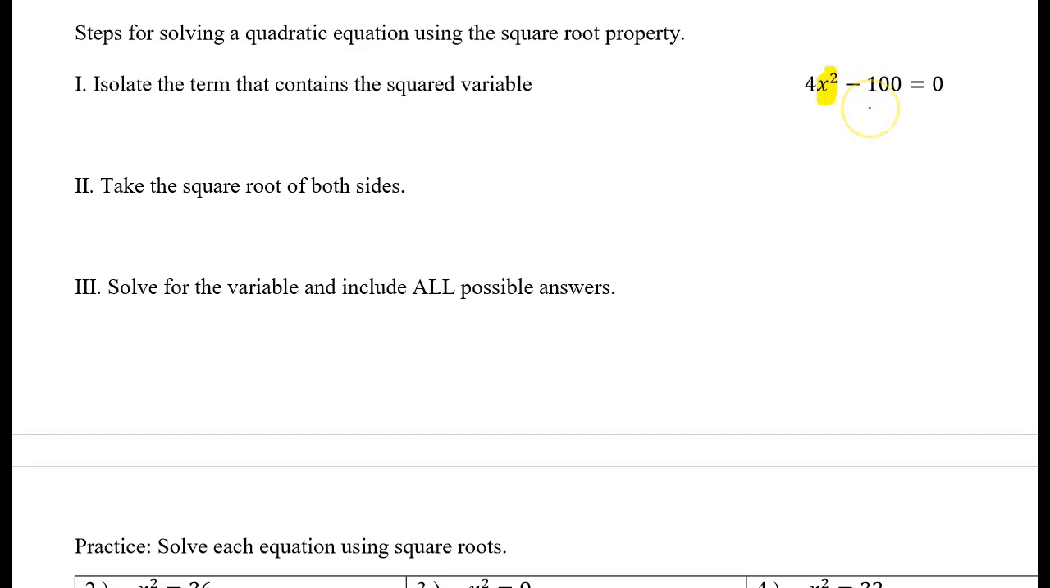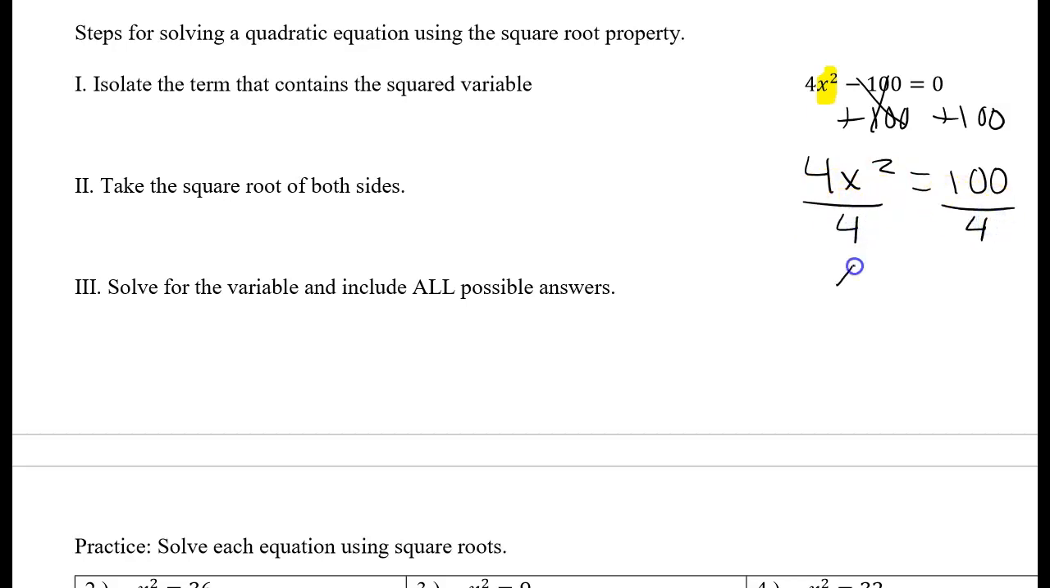So what I'm going to do is algebra, right? I'm going to add 100 to both sides to get it away from being around that x squared. So now I'm left with 4x squared is equal to negative 100 plus 100. That cancels out. 0 plus 100 is 100. So 4x squared equals 100. Next, divide both sides by 4. I get x squared equals 25. So I've successfully now isolated the term that contains a squared variable. I got x squared by itself. That's what I needed to do.